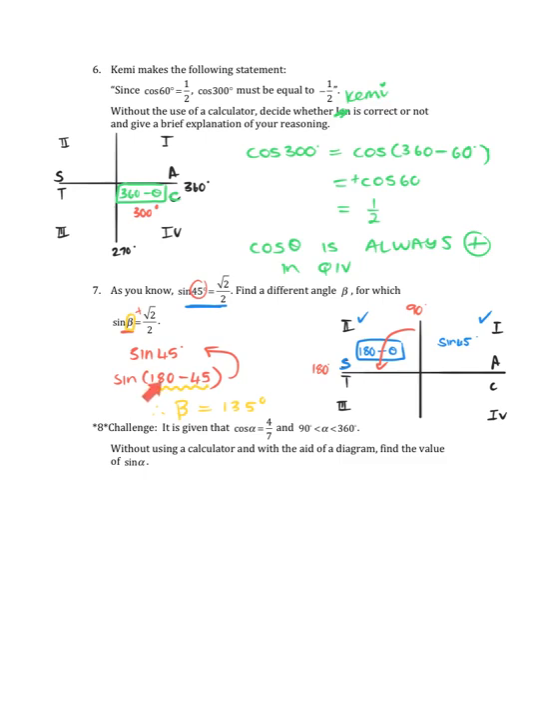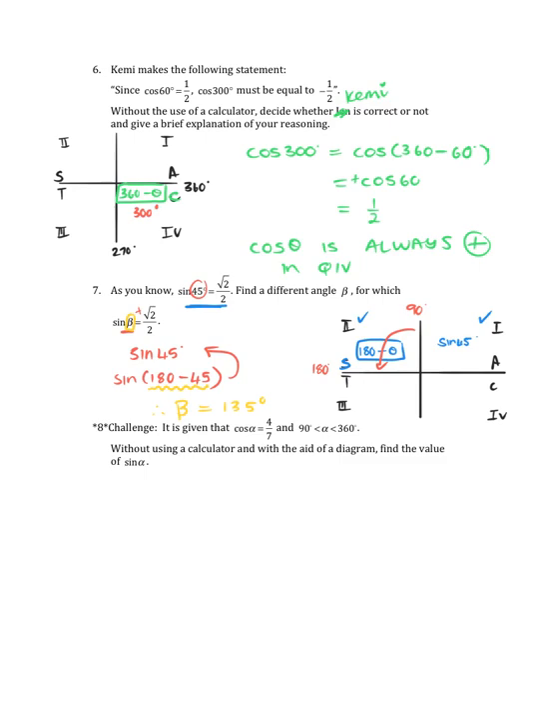You can even test that now. So if I said sine 135 equals root 2 over 2, you could check. So 135 falls into quadrant 2. It's between 90 and 180. That's the 180 minus theta quadrant. How can I rewrite 135? 180 minus 45, which becomes sine 45. Boom, we're done. Okay, so your answer for 7 is beta must be 135 degrees.